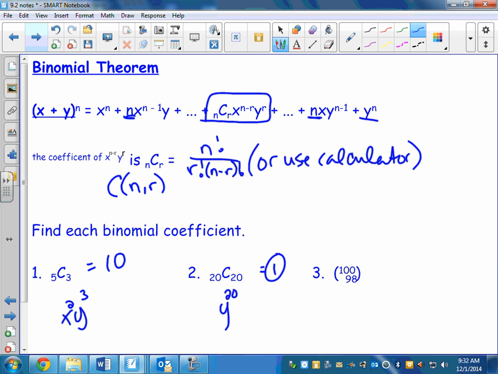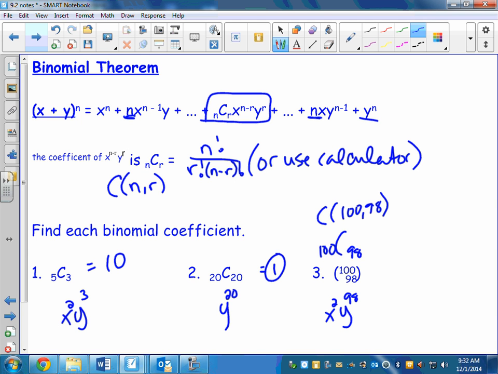I thought I'd throw this in there because the book sometimes writes a combination another way. It's the same thing. This is the same as saying 100 choose 98, or combination 100, 98. I threw that in because there might be a couple in the book that write it that way. And again, if you're thinking about the term, this would be y to the 98th power, so what would the x be? 2. Because it has to add up to 100.